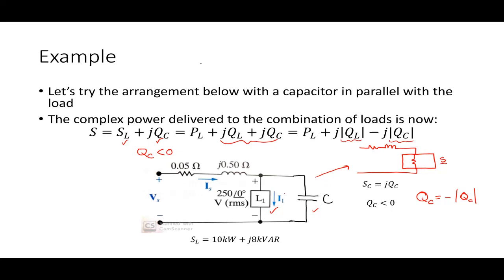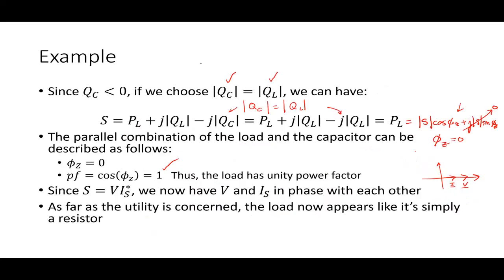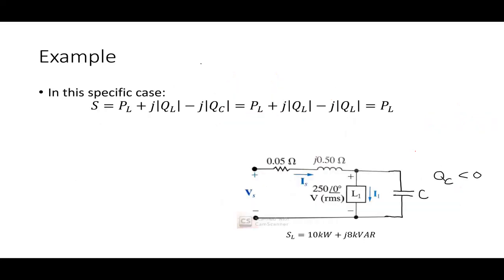Whereas this guy before was a resistor and an inductor in parallel with each other. The reality is there's a resistance, inductance, and capacitance, but I've made it now look like it's just a resistor. So the L and the C are balancing each other. Okay, so in this case, we say the load has unity power factor, and the load effectively now looks like it's simply a resistor. So let's look at this example problem. So in this case, I have SL equals 10 kilowatts plus J times 8 kilovars, and I put the capacitor in parallel with that.